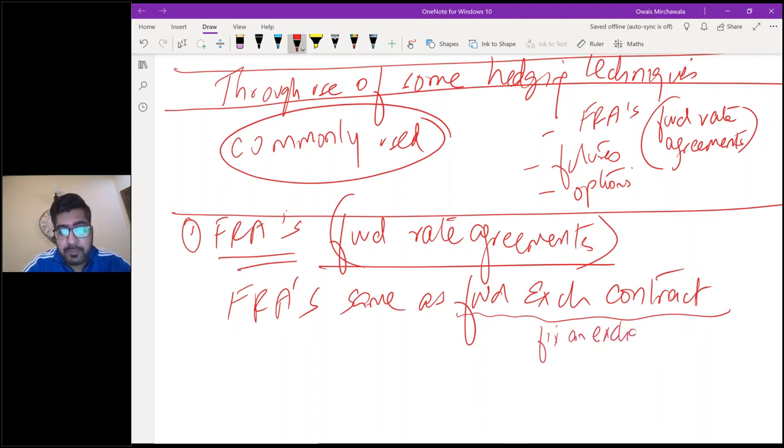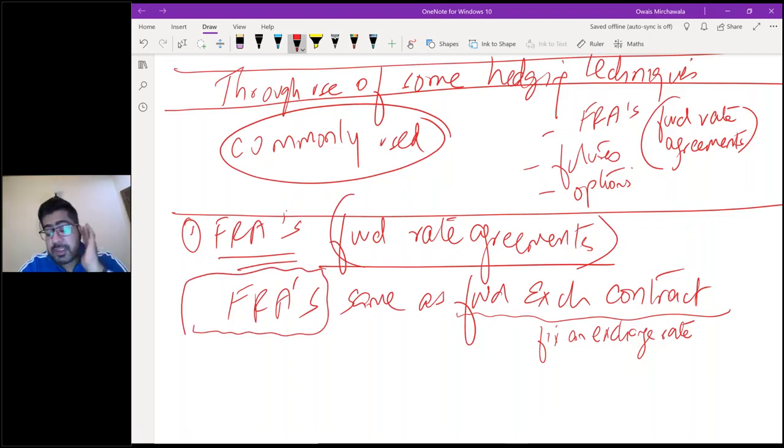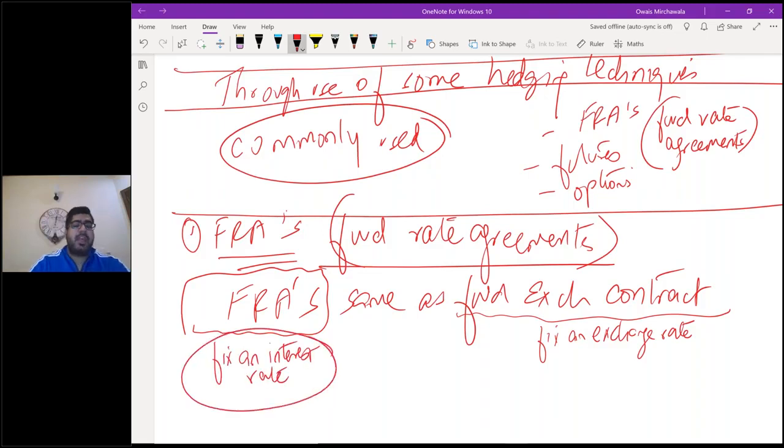So we fix an exchange rate, right? Similarly, in FRAs, what is the risk in interest rate risk? The interest rates may go up, the interest rates may go down. In FRAs, we fix an interest rate. FRAs and forward exchange contracts are both contracts of rate fixation, but a forward exchange contract is used in currencies, while FRAs, forward rate agreements, are used for interest rates. You fix an exchange rate there, you fix an interest rate here.